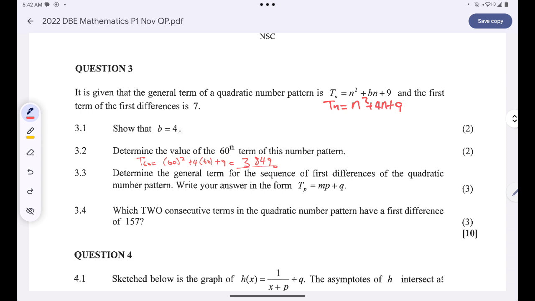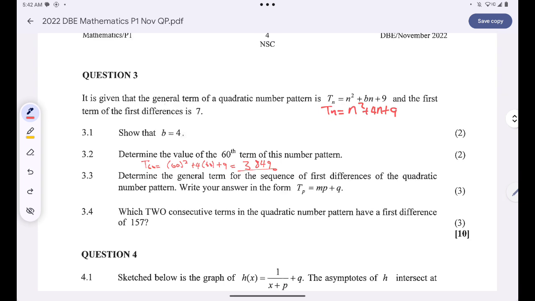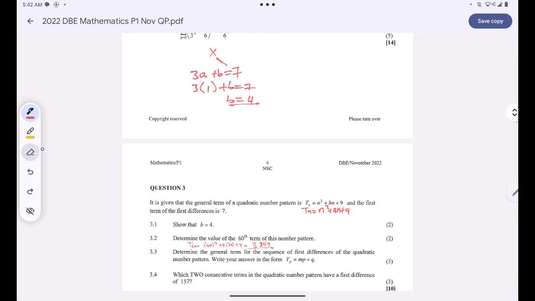Okay, 3.3, we are supposed to determine the general term of the sequence of the first difference of the quadratic number pattern. Write your answer in that form. The first term of the first difference, no, not the first term of the first difference. The general term rather of the first difference.